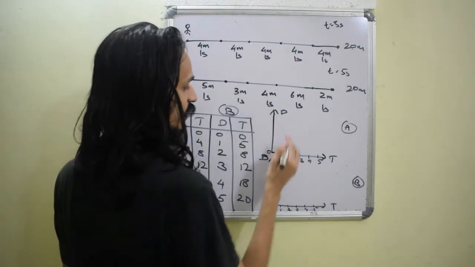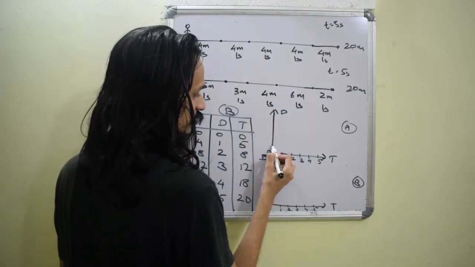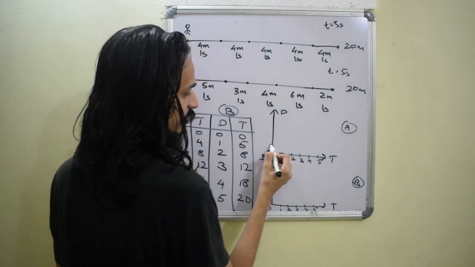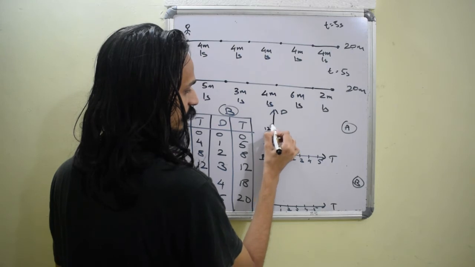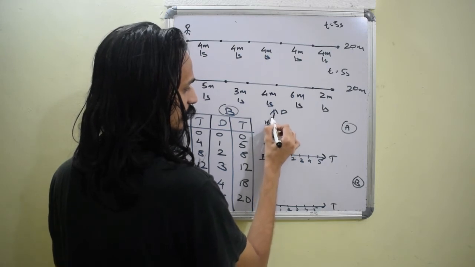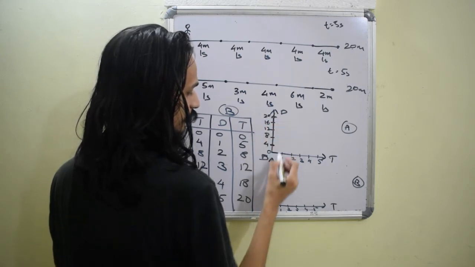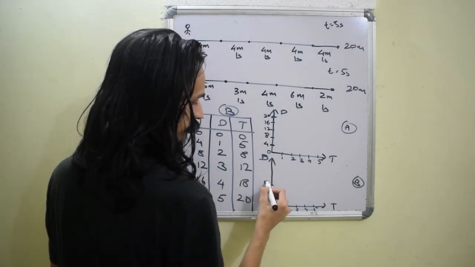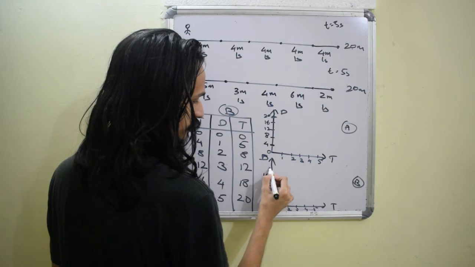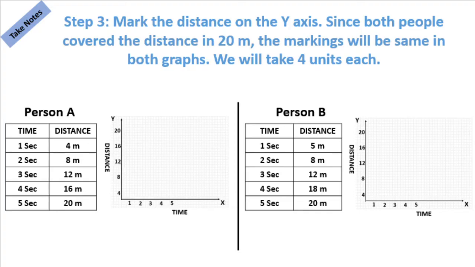Now since it is 20, I can't put 20 here, so I will put 4 each. Okay, 1 centimeter is 4 units. 4 8 12 16 and 20. Same way 4 8 12 16 20.